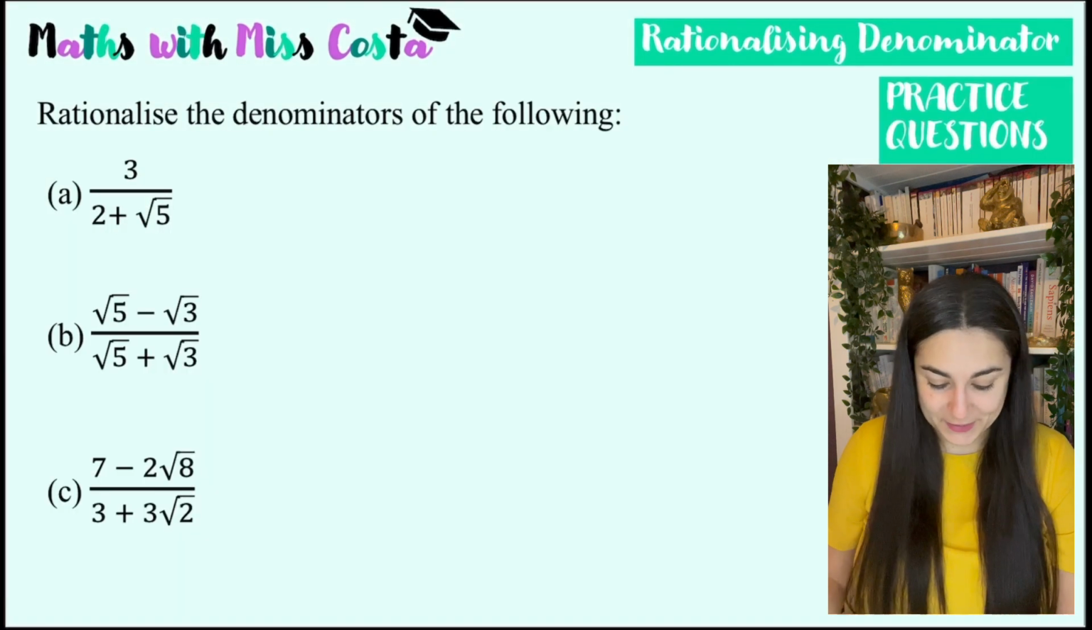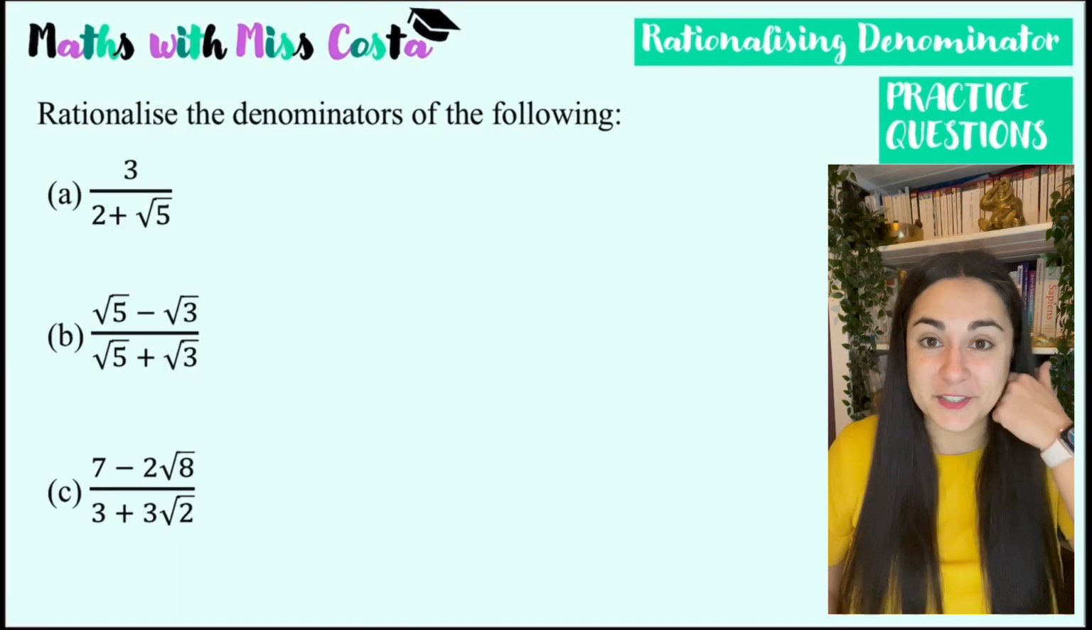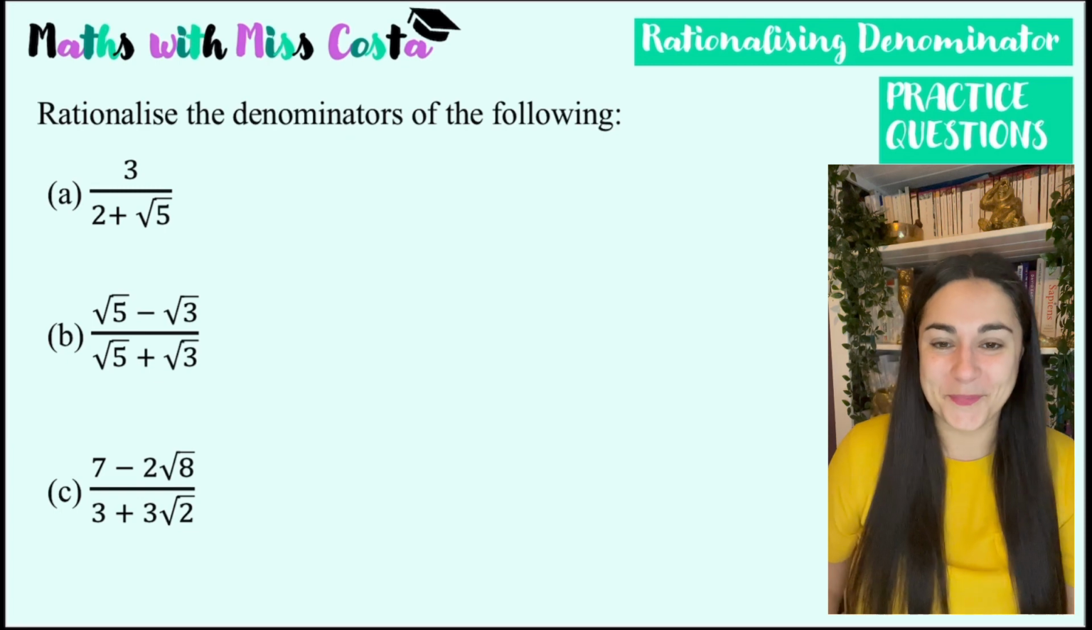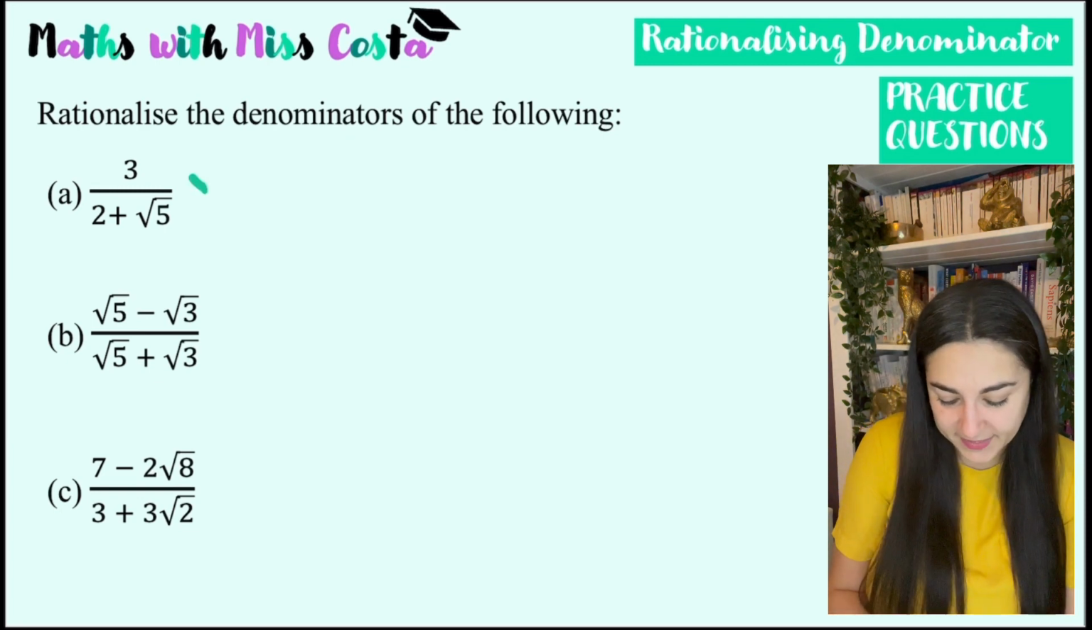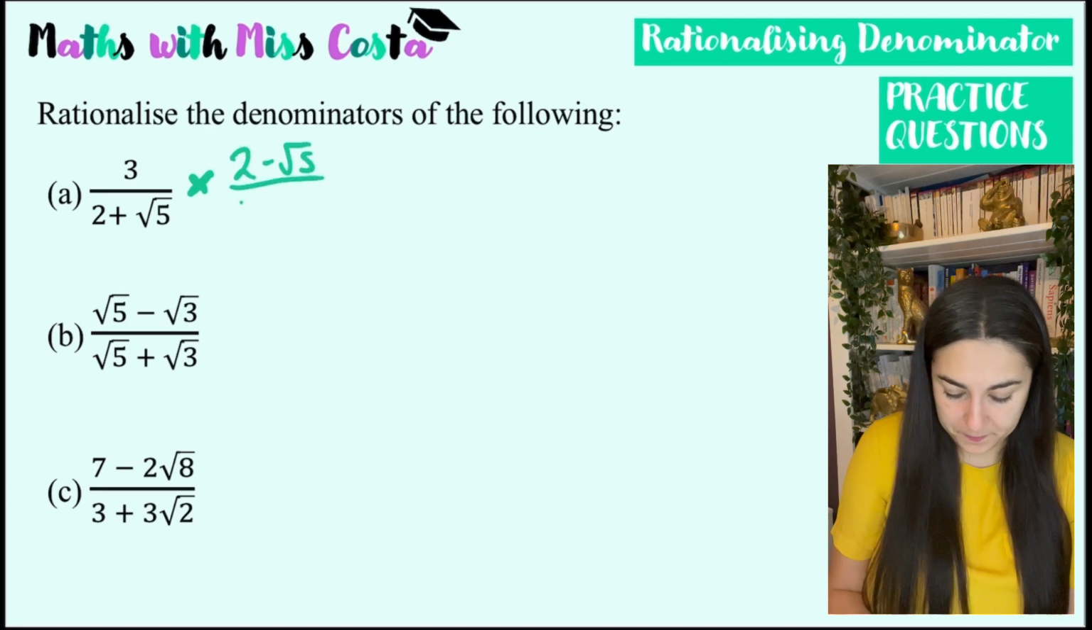So to finish it off, let's have a go at these questions by yourself. Pause the video and let's see how you get on. Okay, so first we would multiply by 2 take root 5.